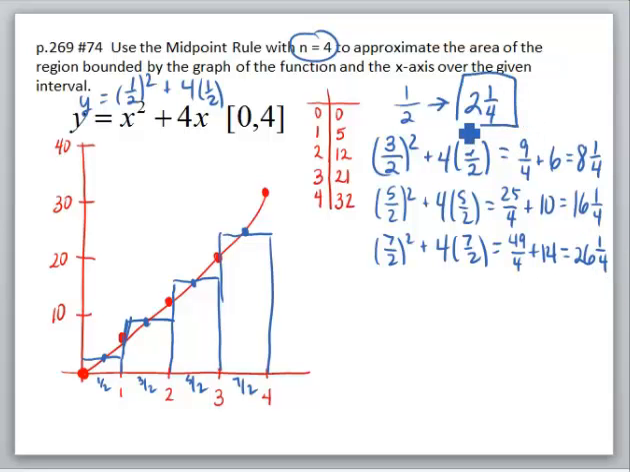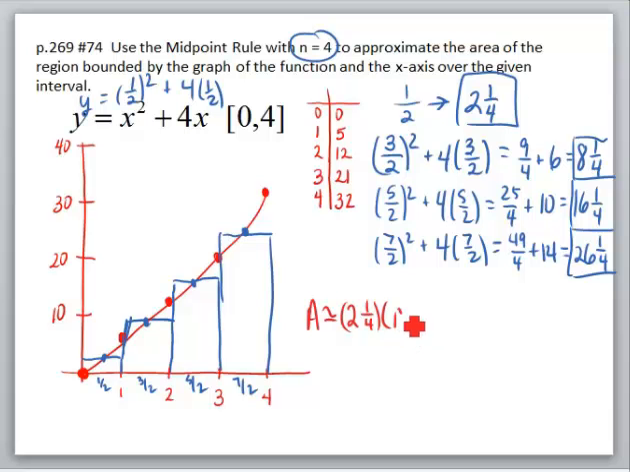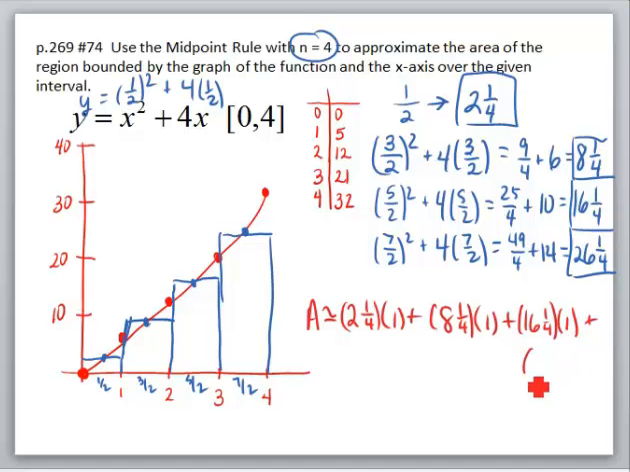So now I have each of my heights, and I'm going to go ahead and box those in because I'm going to need those for the area of my rectangles. So now all I need to do is find the area of the rectangles. So the area is approximately the height of the first one, 2 1/4 times 1, plus the height of the second one, 8 1/4 times 1, plus the height of the third one, 16 1/4 times 1, plus the height of the fourth one, 26 1/4 times 1. So this gives me an answer of 53 when you add those all together. I'll continue on the next video with the last 2 examples.